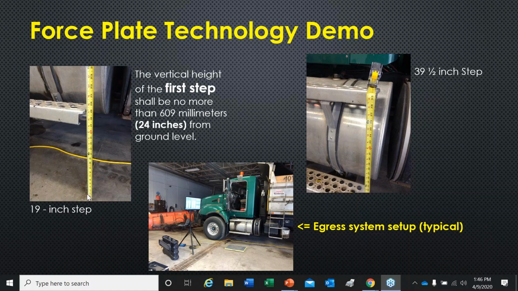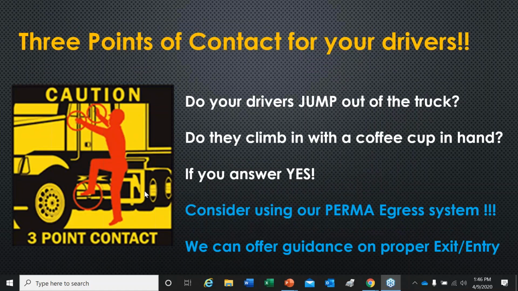So in your processes at your facilities, what you want to have them look at is sharing 3 points of contact with your drivers. I think I've got toolbox talks available on 3 points of contact, and if I don't, I'll get them out there. But a question for you all is, do you have drivers that jump out of trucks or loaders? Because if they do, they're going out the wrong way. They're not doing the 3 points of contact.